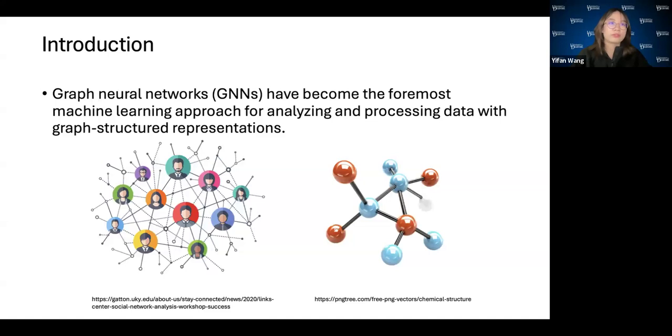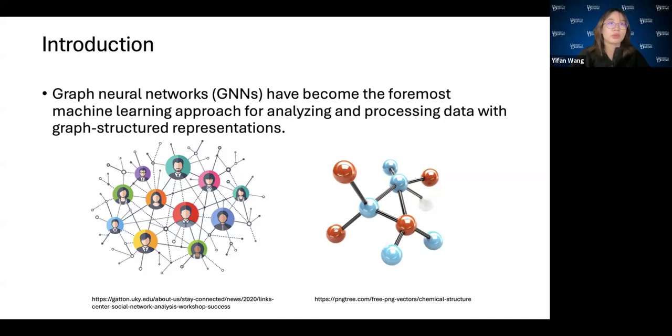Graph neural networks have gained a lot of attention as the leading approach for analyzing and processing data with graph-structured representations. However, as graph neural networks evolve, it becomes increasingly important to quantify their expressive power in a precise way. This is where this paper makes its contribution.